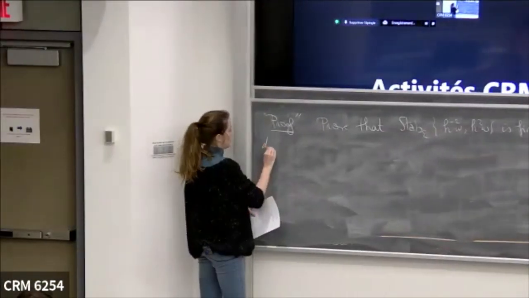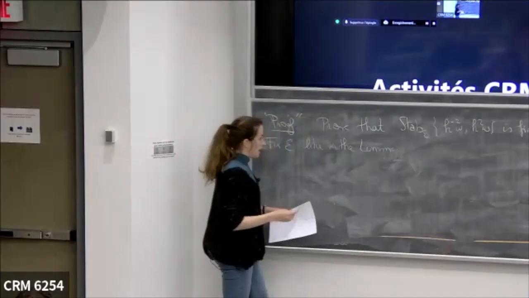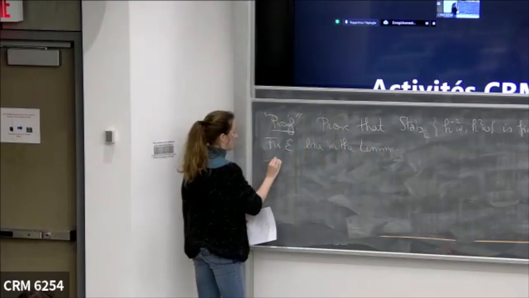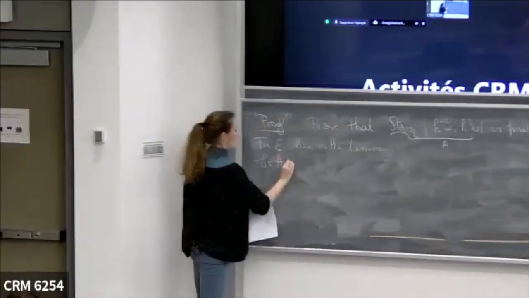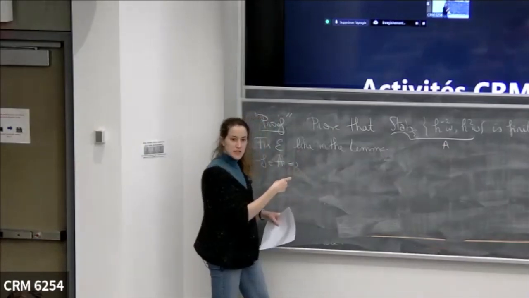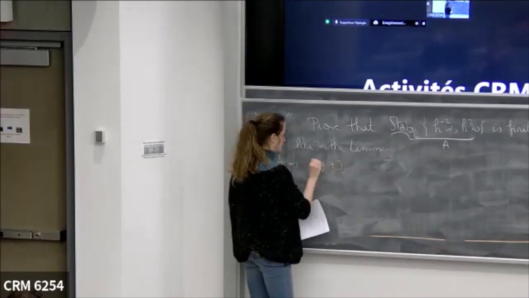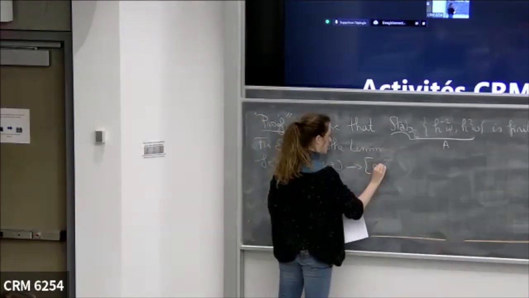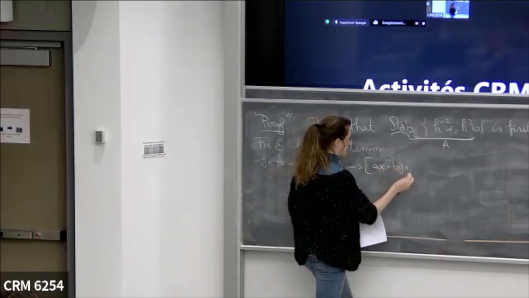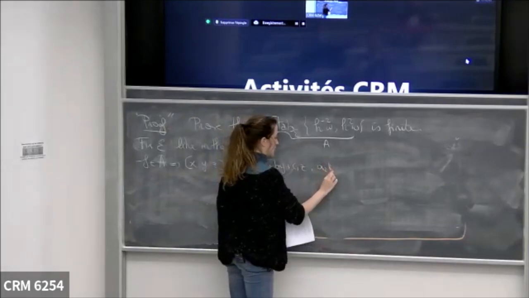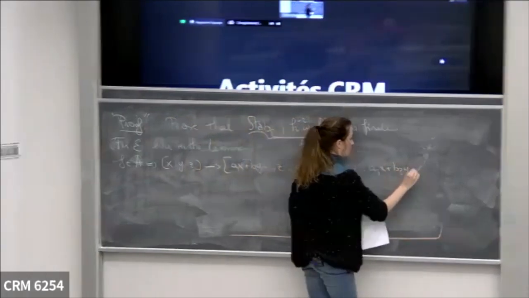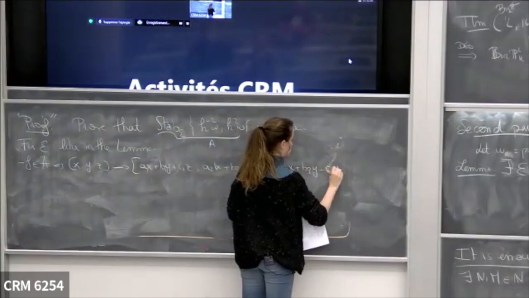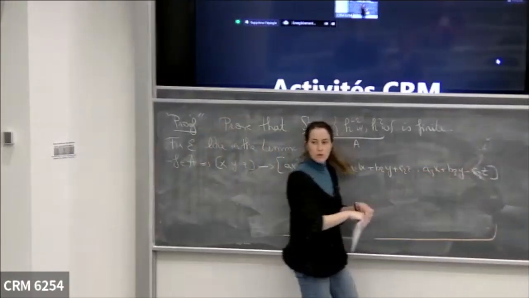Okay, so fix epsilon like in the lemma. This means that if you take F that belongs to the epsilon stabilizer, I will call these things A. If F belongs to A, then F belongs to PGL3. So it's of the form X, Y, Z is sent to A1 X plus B1 Y plus C1 Z, A2 X plus B2 Y plus C2 Z, A3 X plus B3 Y plus C3 Z, where A1, B1, C1, A2, B2, C2, A3, B3, C3 belong to K.